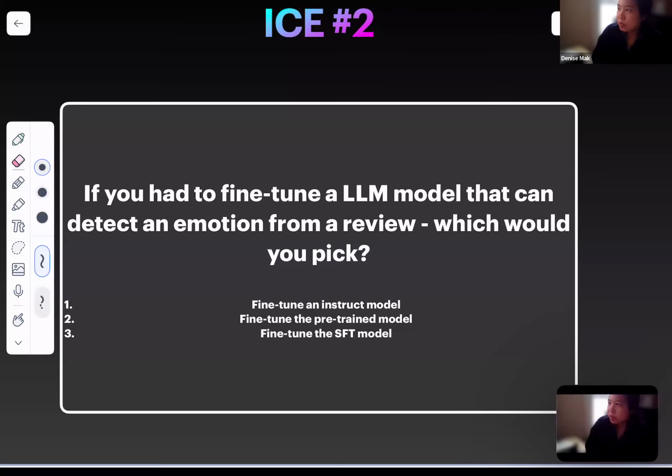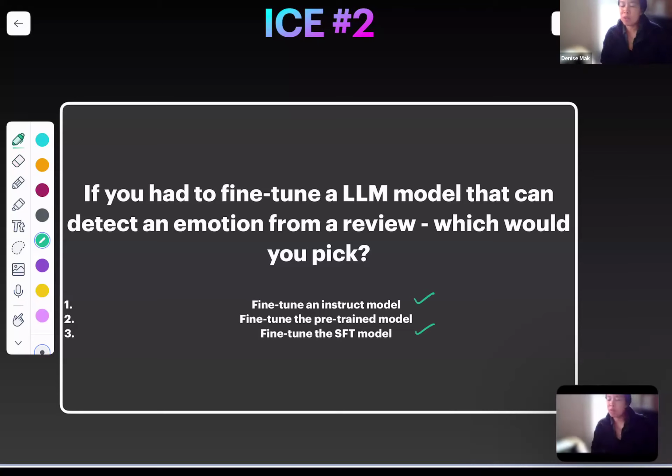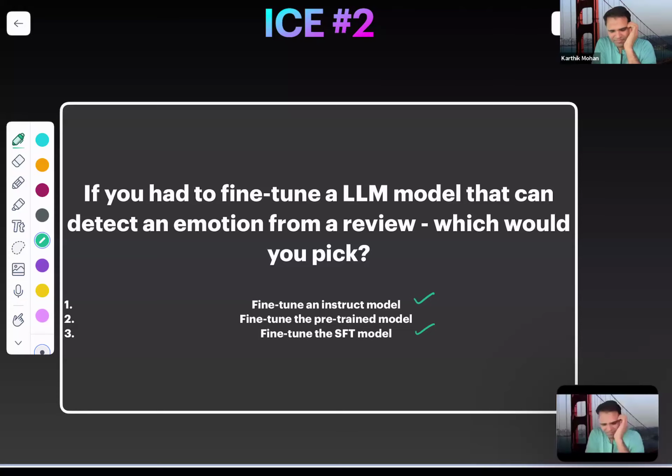I had a question about times when you would do the pre-training, as opposed to fine-tuning on the pre-trained model. Would one of those cases be if you have a lot of really specialized vocabulary that you're pretty sure the LLM wouldn't have seen, like some company's internal jargon? Yeah, that's right.